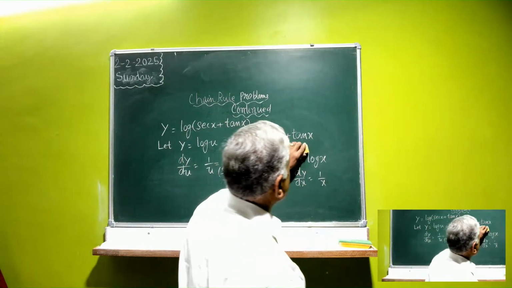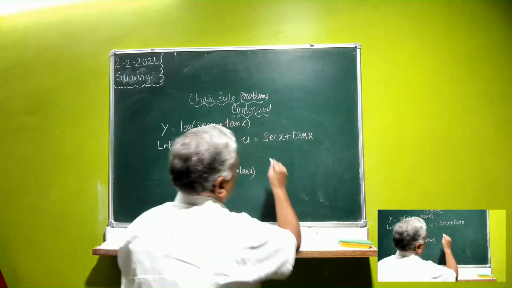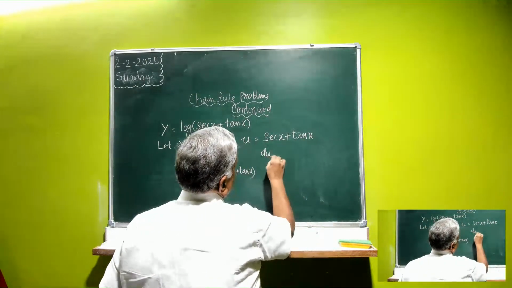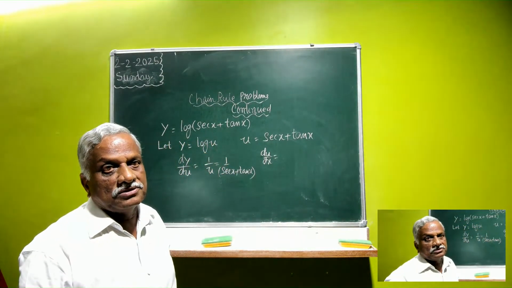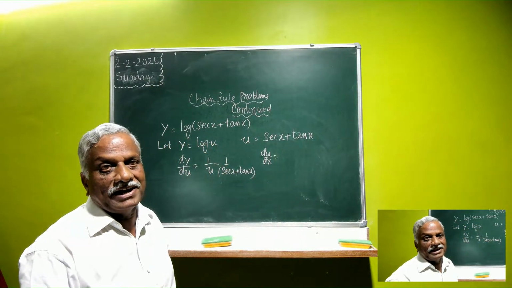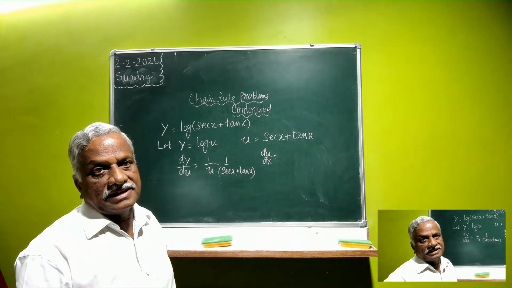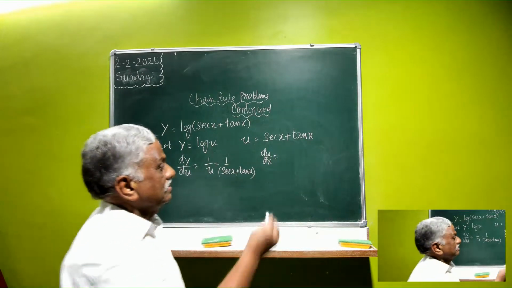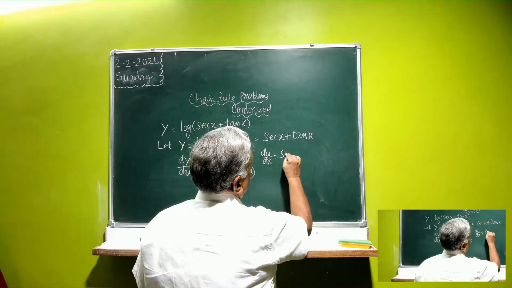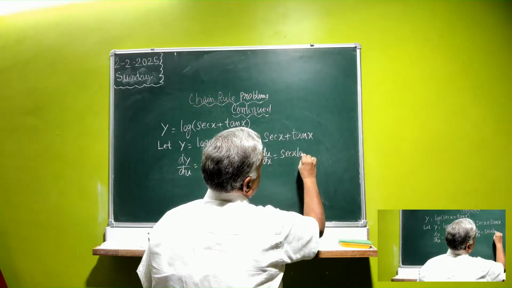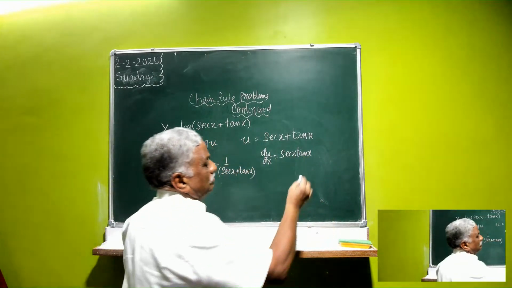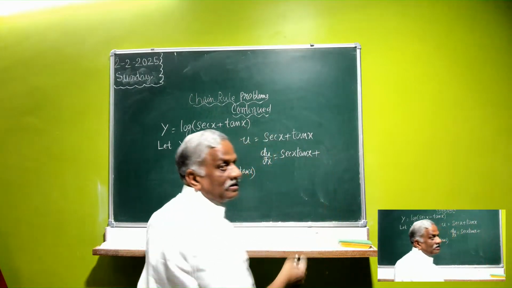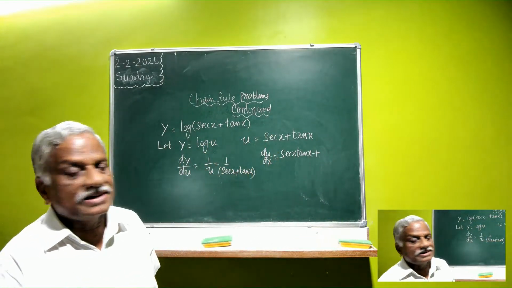Now we have to differentiate u. So what is du by dx? You have the table with you. The derivative of secant x is secant x tan x. Sorry, secant x into tan x. Plus sign is there, right? And the derivative of tan x is secant square x.